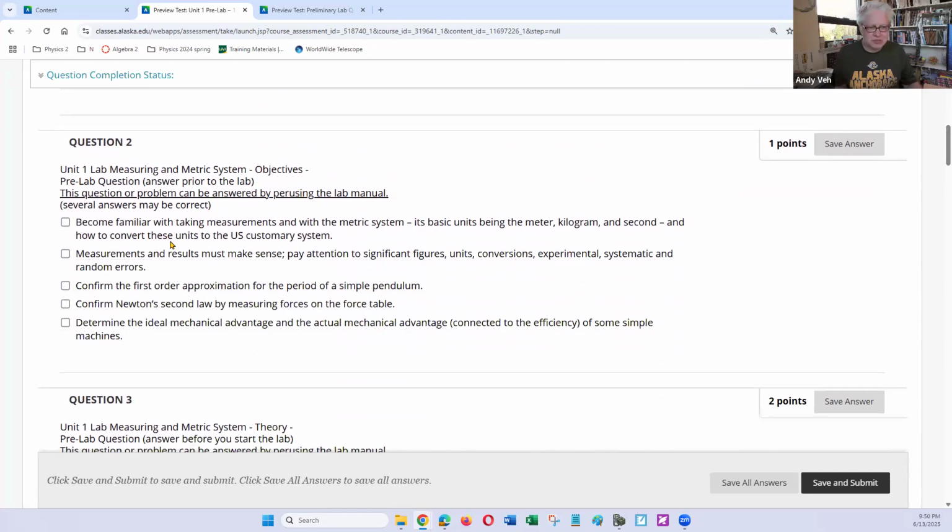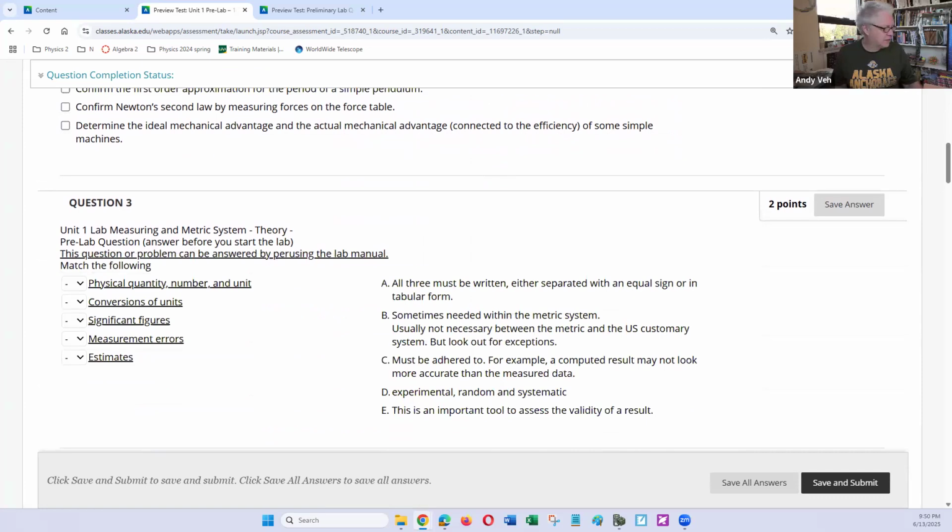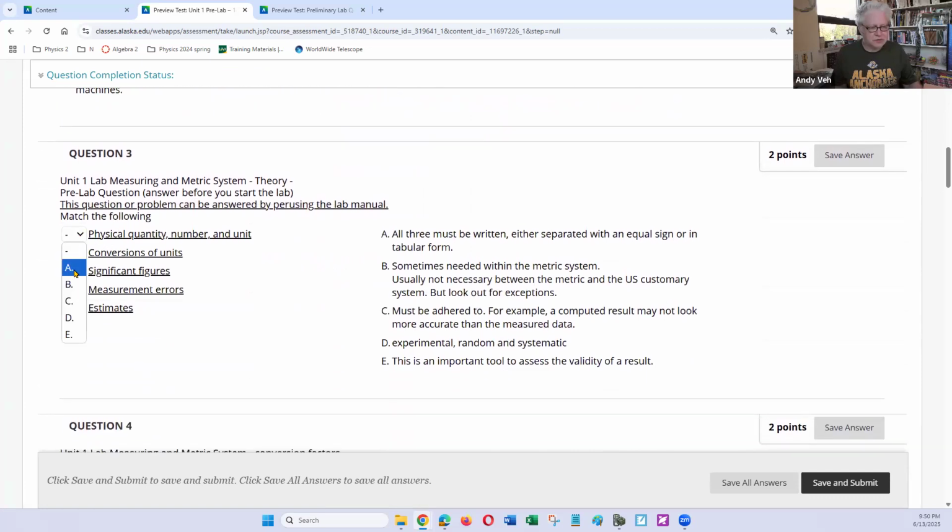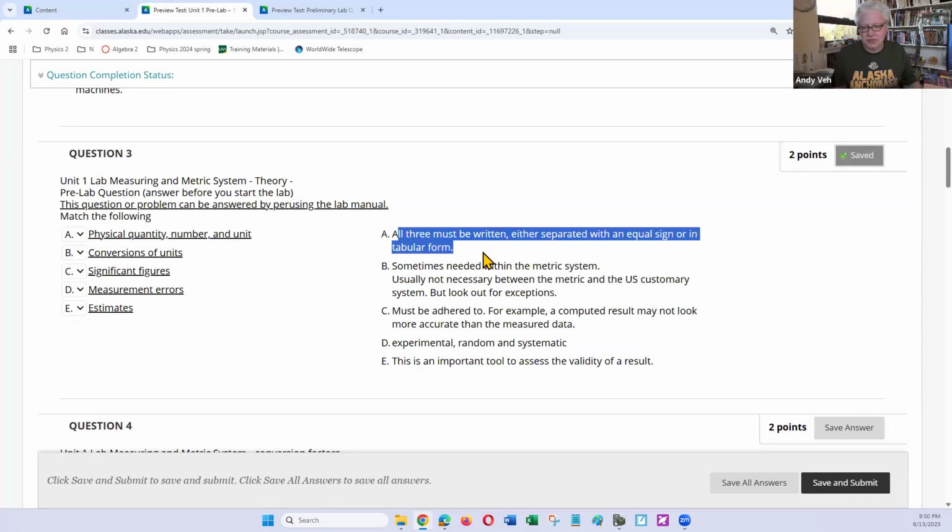So let's see. Again, I'm just going to give the answers away. These first two are correct objectives for the measuring and metric system. These are already in the correct order. If you look carefully at these, you can see that they nicely go across estimates. For example, it is important to assess the validity of a result, make an estimate before if you can. Or the first one, physical quantity, number, and unit, all three must be written either separated with an equal sign or tabular form. So for example, velocity equals 55 miles per hour. There you have it. Physical quantity, number, and unit.